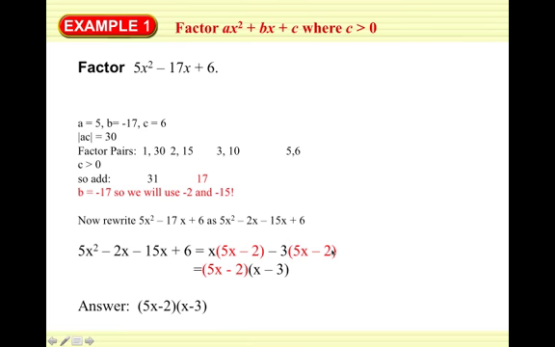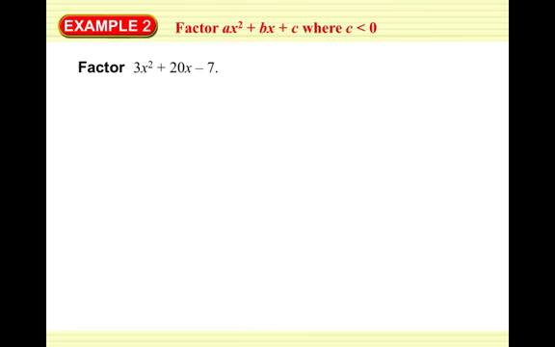So our answer is 5x minus 2 times x minus 3. Okay, we're going to do another problem. We're going to do 3x squared plus 20x minus 7. So we need to identify a, b, and c. So a is 3, b is 20, c is negative 7.